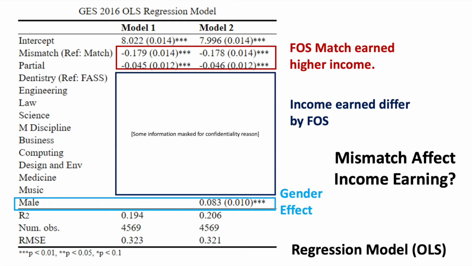By referring to the blue box here, we see the faculty differences in their incomes. Those indicated with three stars mean the p-value is 0.01, so that is their statistical significance. So the two faculties, science and multiple disciplines, actually are not statistically different from FASS in their monthly income earnings. And the model shows that males actually earn higher than females. So there's a gender effect using these OLS models.